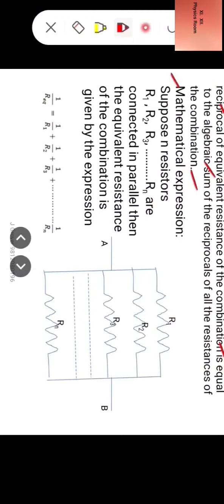Suppose n resistors R1, R2, R3, and so on, Rn are connected in parallel, then the equivalent resistance of the combination is given by the expression 1 by R equivalent is equal to 1 by R1 plus 1 by R2 plus 1 by R3 plus so on up to 1 by Rn. So this is the mathematical expression for the law of parallel combination of resistors. When we say R equivalent, it means the total resistance between A and B.